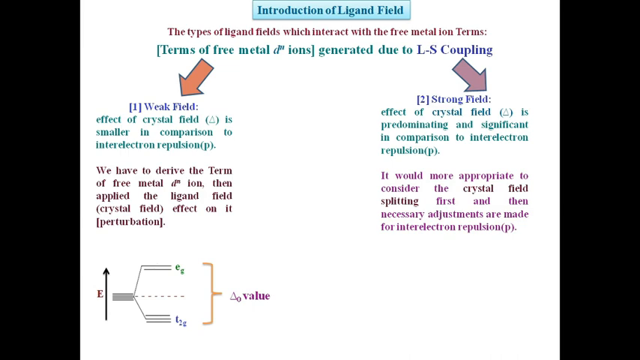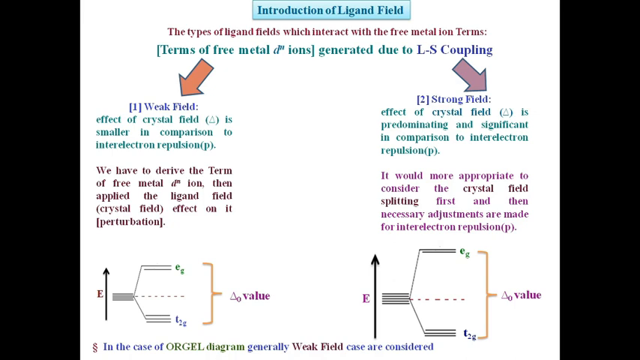It would be more appropriate to consider the crystal field splitting first, and then necessary adjustments are made for interelectronic repulsion. Here also a pictorial diagram for the strong field case is shown. So we get the high spin case in the case of weak field ligands and the low spin case in the case of strong field ligands. Interestingly, in the case of Orgel diagram, generally weak field cases are considered. How are the terms, that means the free metal dn ion terms, affected in the presence of a ligand field?